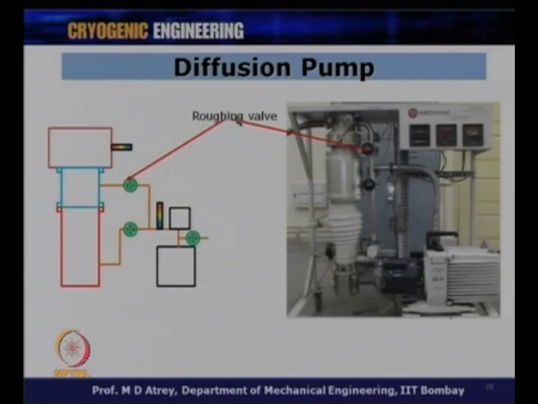I have just shown you a schematic, so you can understand it in a better way. Initially I will start this rotary pump, and connect it to the space to be vacuumed through this roughing valve. Then I have a backing valve, which I will open once the molecular regime is established at this point.